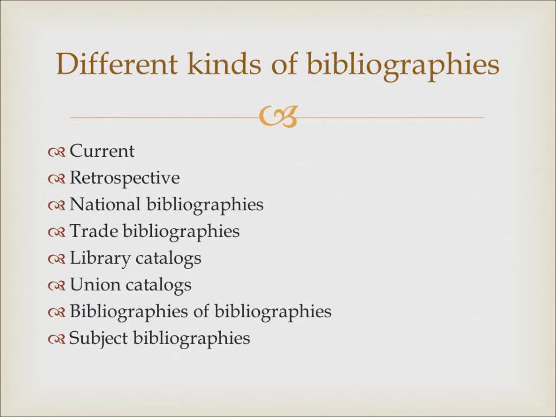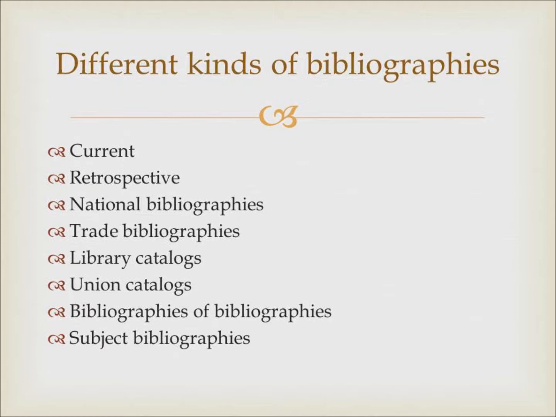National bibliographies usually list all of the materials published in one specific country. Some people say that the Library of Congress catalog is the only thing that we have close to a national bibliography. There are some countries that do publish national bibliographies, so all of the resources published in one year in one country.